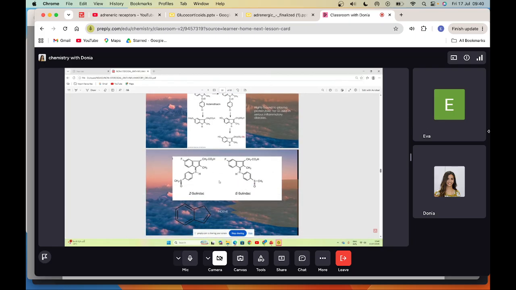This is sulindac. It has the indene ring. We said we have the Z isomer. How do I know that this is Z? Draw a line here at the C double bond C. The two bulky groups are in the same direction, so it's Z. They are in opposite directions here, so it is E.